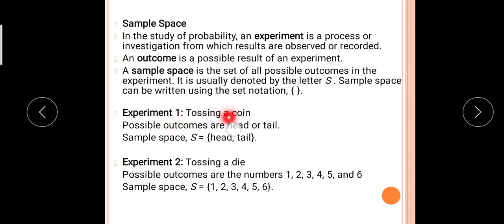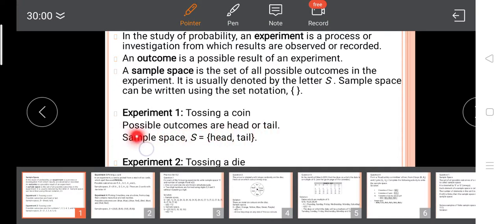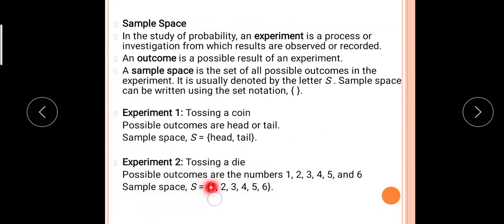Now, a simple example: tossing a coin. How many outcomes are there? Two, head and tail. So the possible outcomes are head or tail, and therefore the sample space for tossing a coin is S equals, in curly brackets, head comma tail, and this is the notation of a sample space. Now second, tossing a die. How many possible outcomes are there? 1, 2, 3, 4, 5 and 6. So the sample space is S equals, in curly braces, 1, 2, 3, 4, 5, 6. This is called a sample space. Simple.